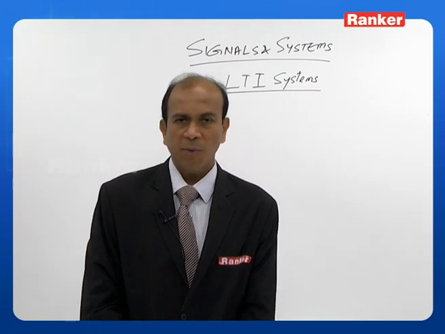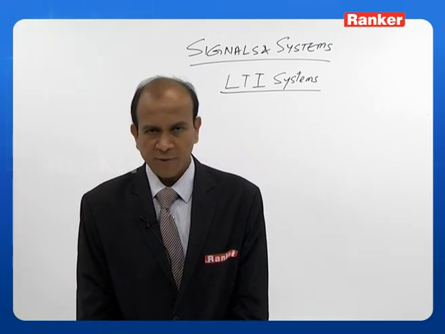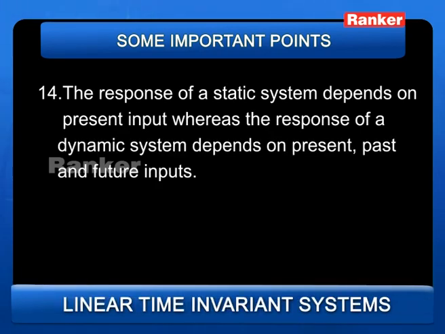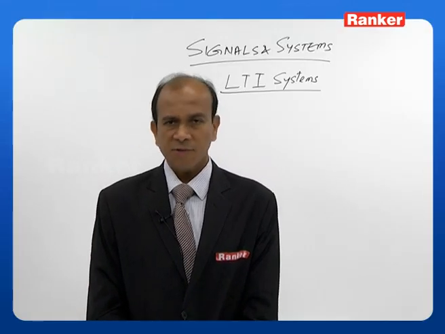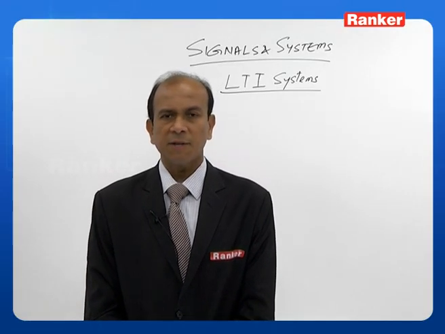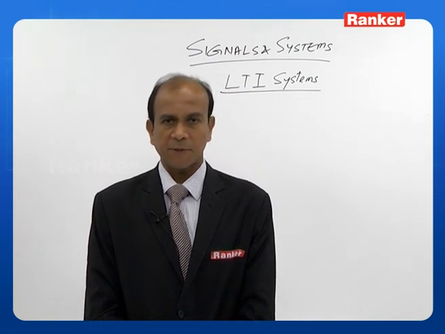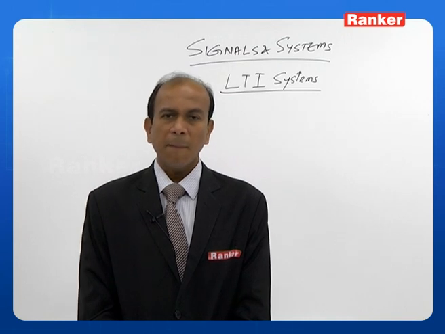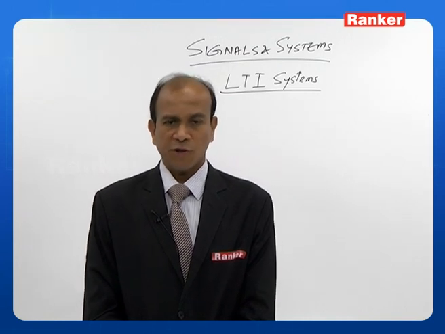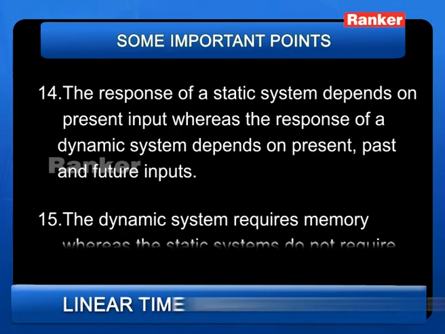So you have a natural response and also a forced response. Let us move to the 14th point. What does the 14th point say? The response of a static system depends on the present input, whereas the response of a dynamic system depends on the present, past and future inputs. So you can talk about two types of systems, static and dynamic. Static system response depends on the present input, whereas the response of a dynamic system depends on the present, past and the future inputs. Moving on to the next point, there is a 15th point.